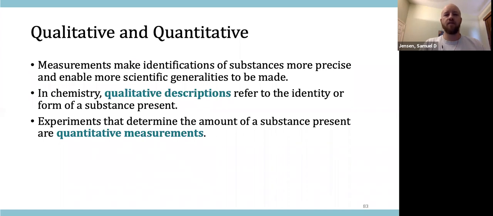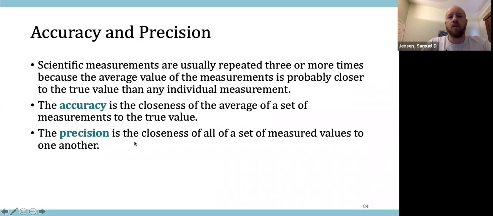Versus quantitative measurements, which are numerical values. So we would put something on an instrument, we get a reading, and we have a number value. Okay. So when we look at values, when we do things in the lab, we have various things like accuracy and precision that we have to be concerned with. Accuracy deals with how close something is to the actual value.